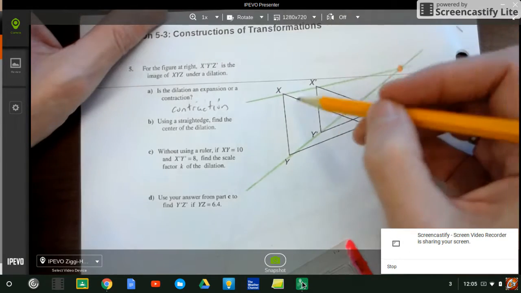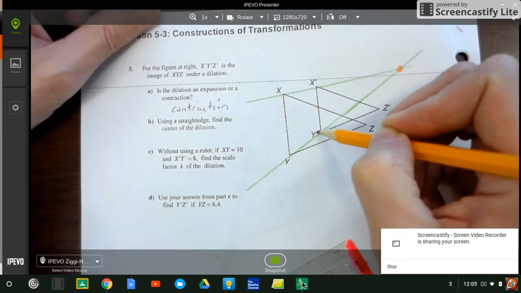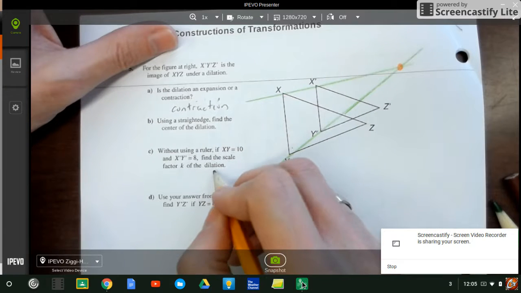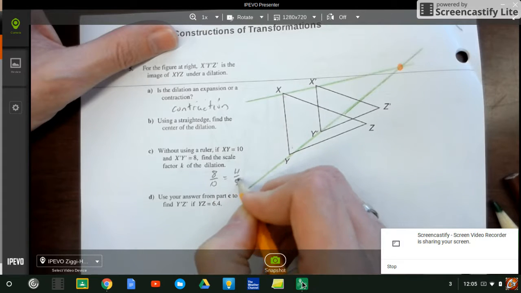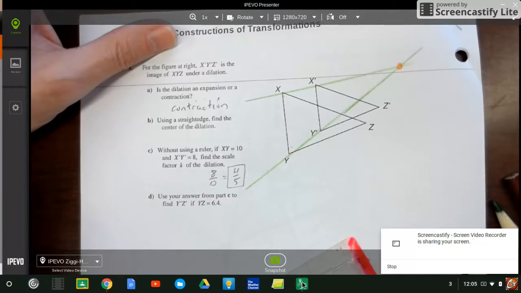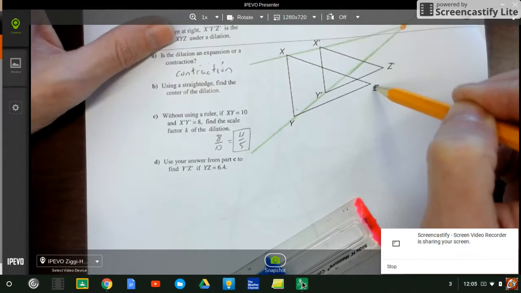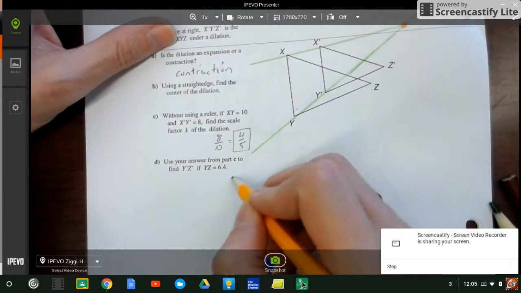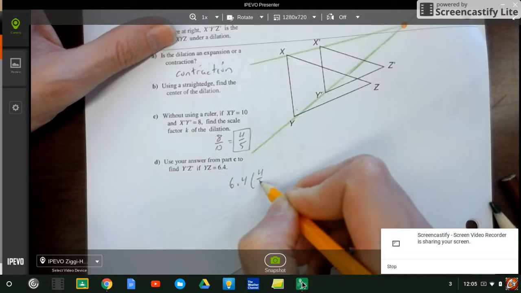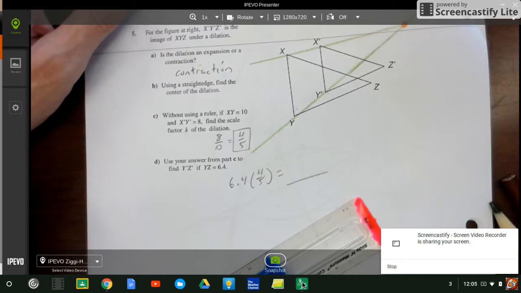Now, if XY is 10 and this X prime Y prime is 8, what's the scale factor? Well, we got smaller, so it's going to be smaller over the larger, which if I reduce that is 4 over 5. There's my scale factor. Okay. And if YZ is 6.4, find Y prime Z prime. So we take 6.4 times 4/5, and that'll give you your answer. So you can figure that out with a calculator. I don't have a calculator on me right now, so I'm going to let you figure that number out, okay?